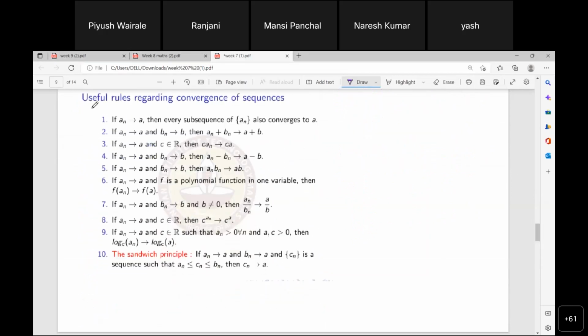Now there are some useful rules regarding the convergence of sequences. You can just go through it, okay? Nothing in it.